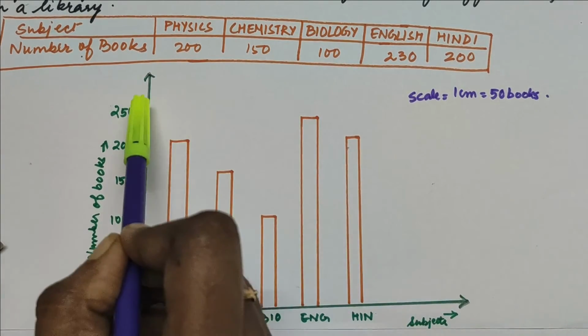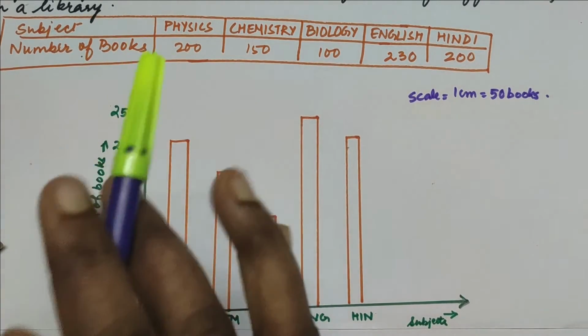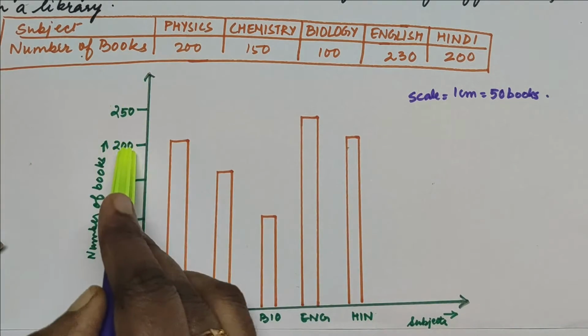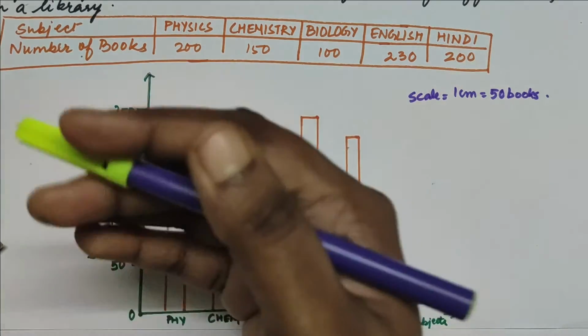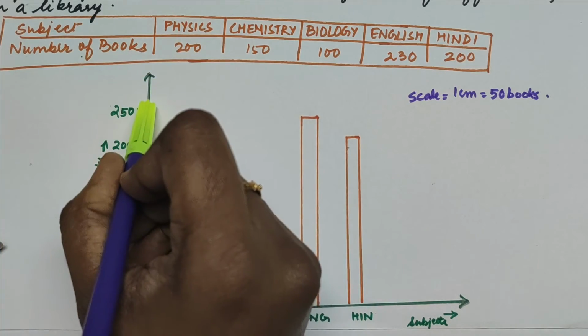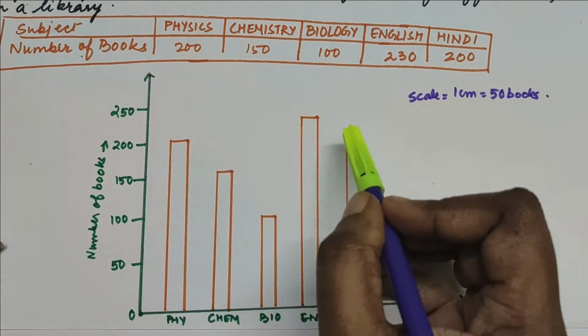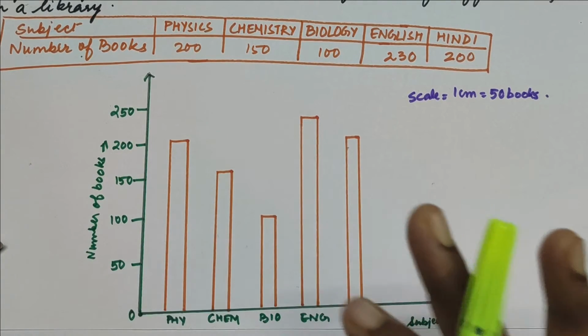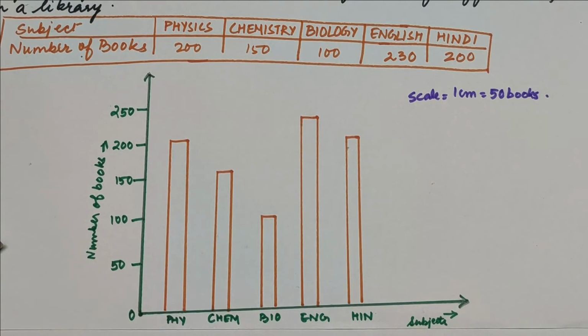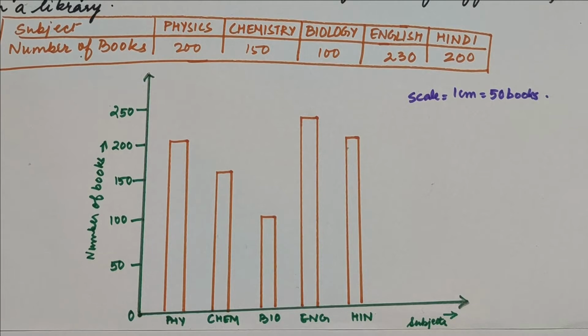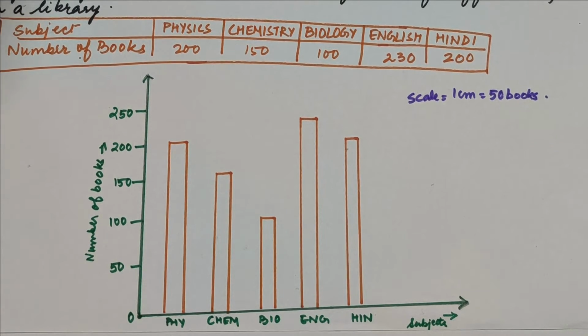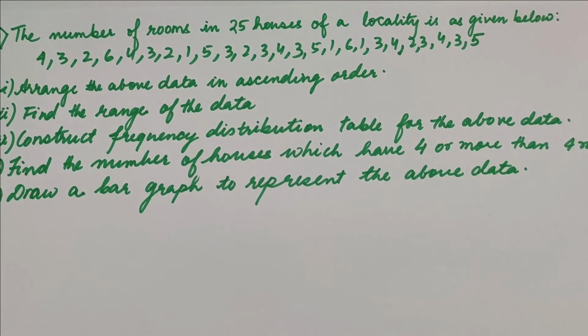It is around 230. I'm not plotting exactly 230, but I have to take a proper guess that between 200 and 250, obviously 230 will be closer to 250. So a little below 250 I have marked 230. And this is a simple bar graph. It's a very easy thing that you can plot. So let us try to solve some exercise questions. Now we'll start with the question.